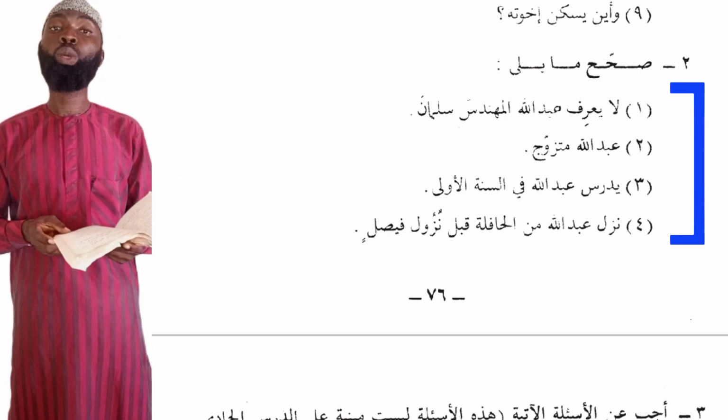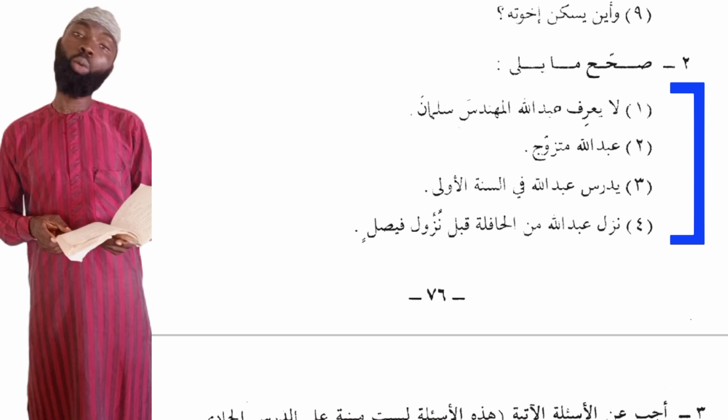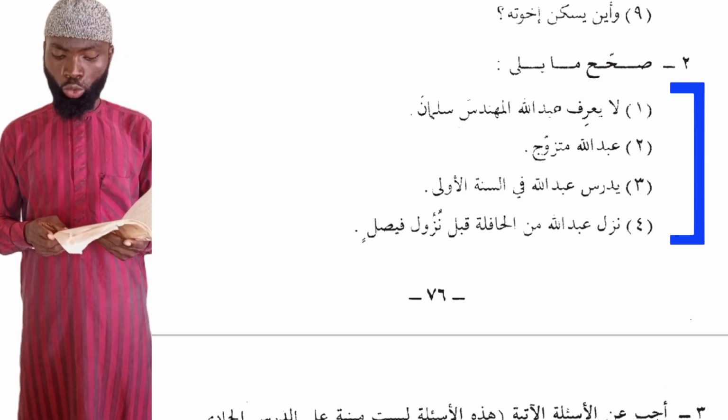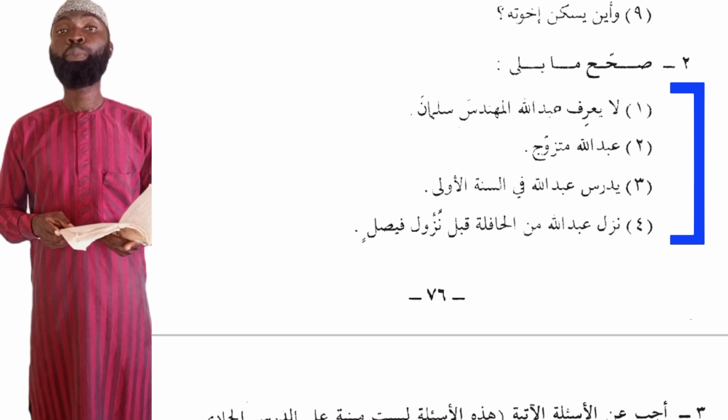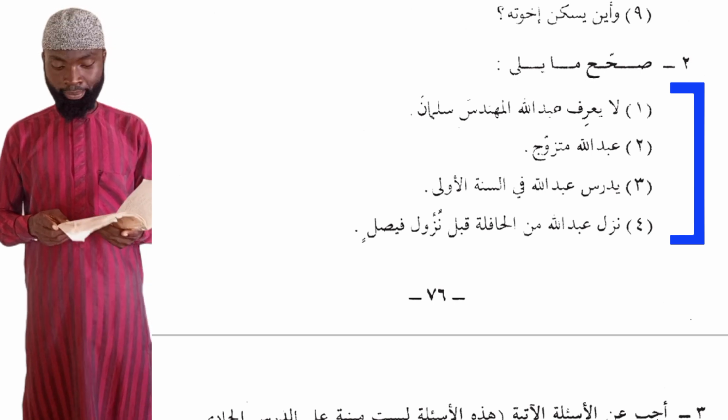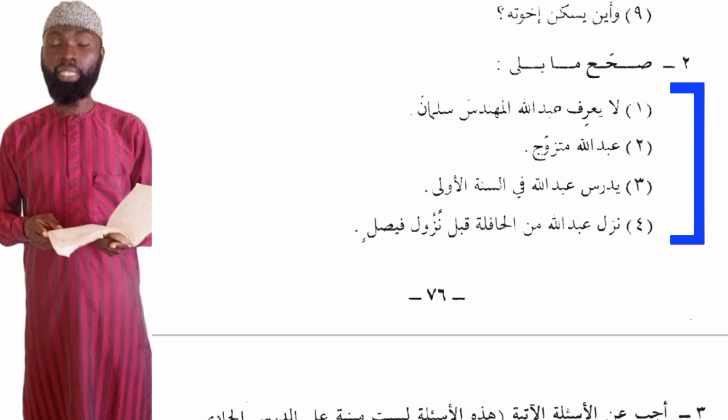Number 2, عبد الله متزوج. لا عبد الله غير متزوج. عبد الله is not married. Number 3, يدرس عبد الله في السنة الأولى. عبد الله is in his first year. لا عبد الله في السنة الثانية.